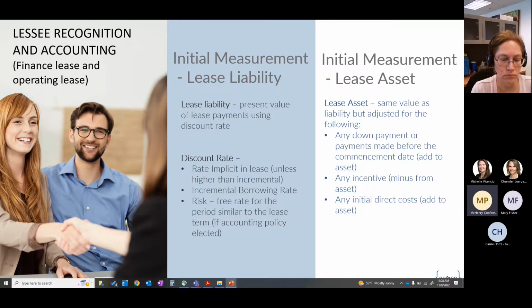So that's the liability side. At the end of doing this calculation, we'll have the present value of your lease payments, so we'll record that liability. The other side of that will be your lease asset. It's going to be the same amount as your liability, but it is going to be adjusted for a few things. If you made any down payments or made payments prior to the lease actually starting, that's going to be included and added into the lease. If there's any incentives, that will be taken off the asset. And any other direct costs that you had to have to get this lease set up will get added to the asset as well.